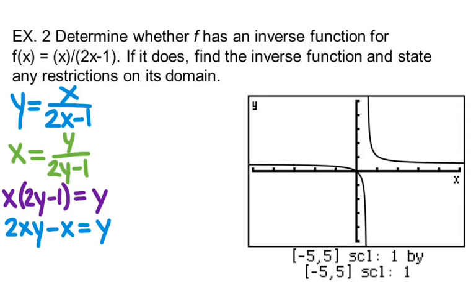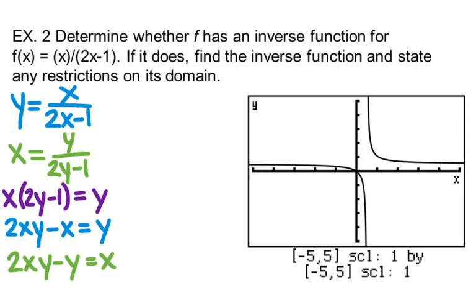Okay, I want to move and get anything that has a y on the left-hand side and anything with an x or without a y on the other side. So I'm basically going to switch places of the minus x and the y on the right, because I would subtract y and add x, so they wind up switching places. So now I have 2xy minus y equals x.